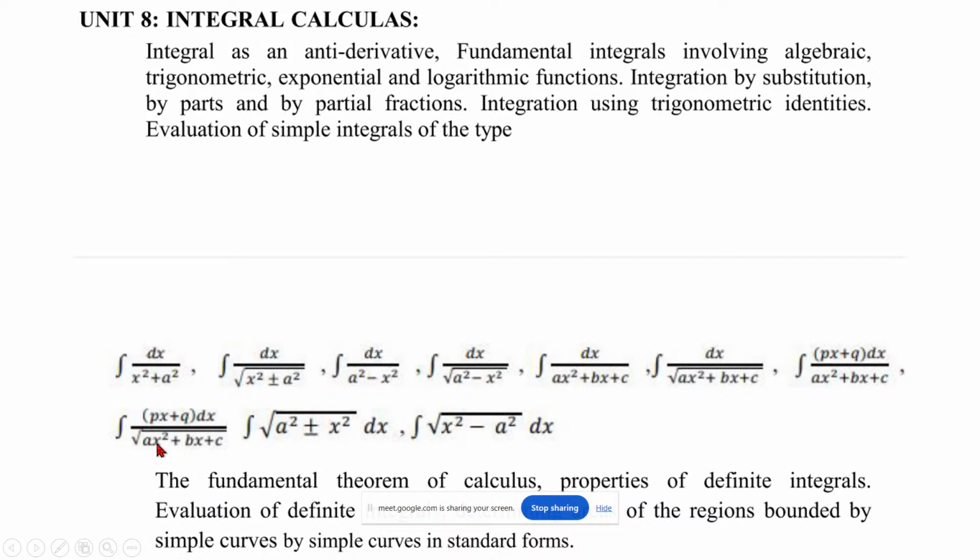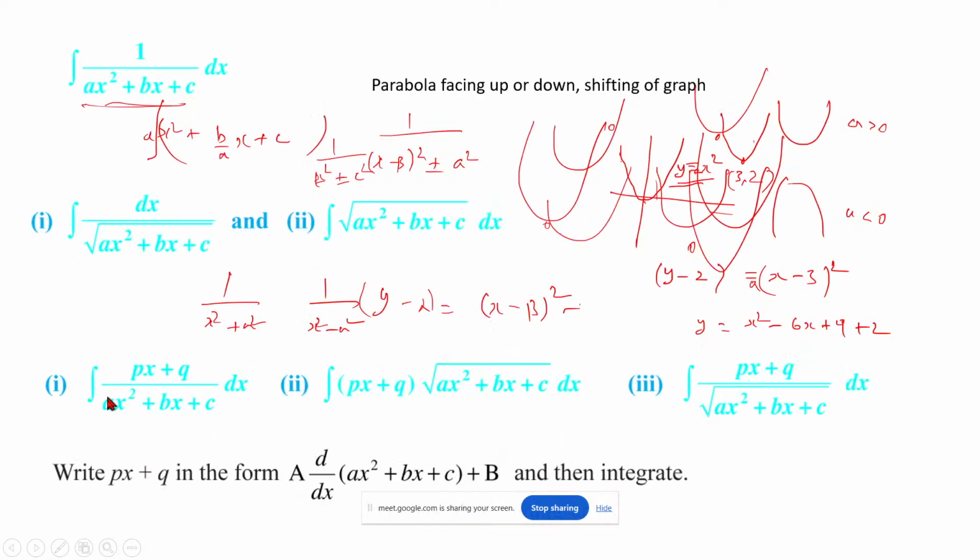Now when you come here, px plus q, this is a linear one. ax square plus bx plus c, if you differentiate this, you will get some linear function. So for example, px plus q is something like 2x plus 3. ax square plus bx plus c, let's say you get something like minus 7x plus 5. This is a linear function. This is also a linear function if you differentiate.